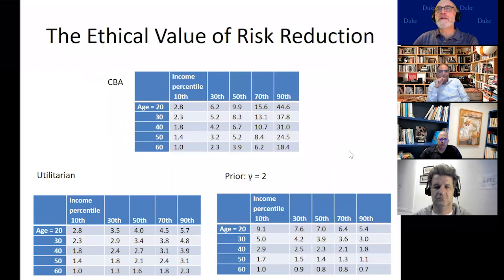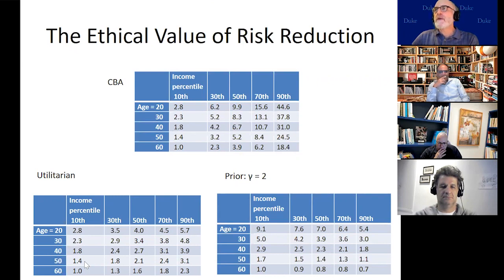All right, so let me go through these charts and then we can talk. In some ways these are the most, I like these tables a lot. What's going on here? I've done this, again, using the model, and again with this population, a model population which shows heterogeneity with respect to age and income.